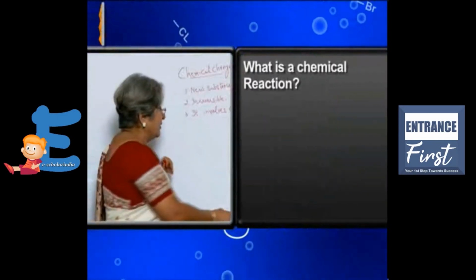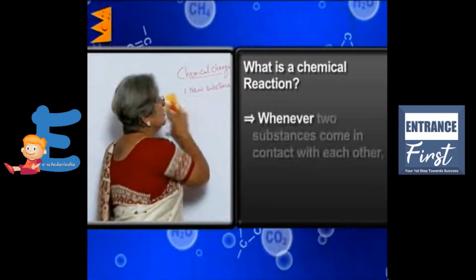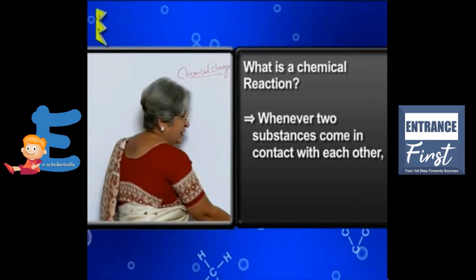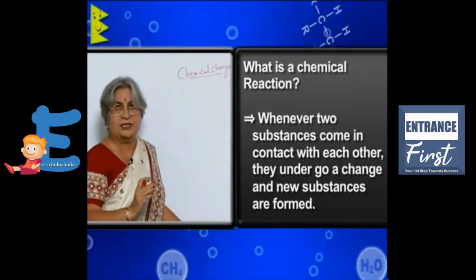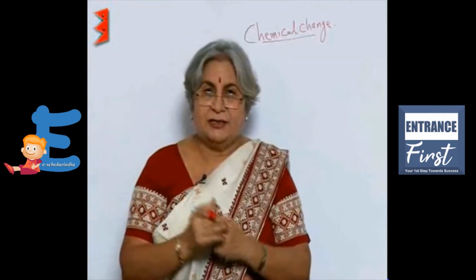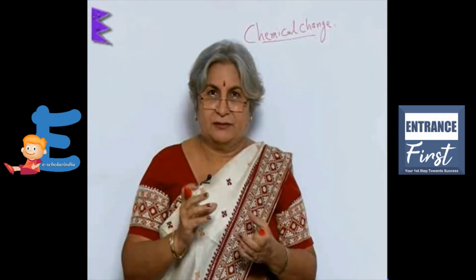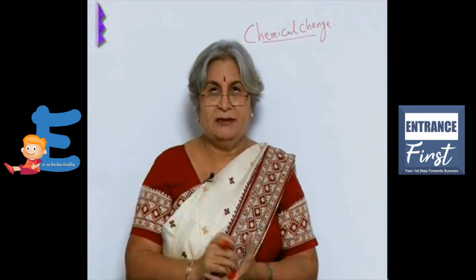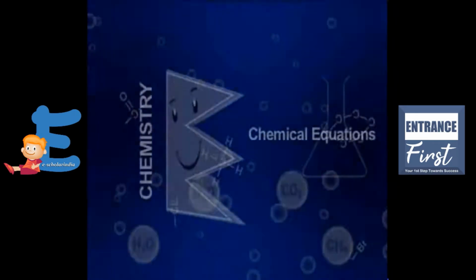What is a chemical reaction? Whenever two substances come in contact with each other, they undergo a change and new substances are formed. Now just imagine if you burn a matchstick, there is a flame and then some ash is produced.